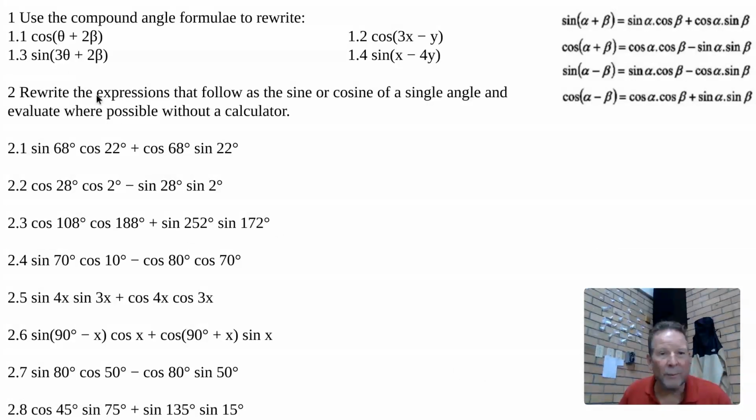The first one is pretty straightforward. They just give you different variables. Use the compound angular formula to rewrite the cosine of theta plus 2 beta.